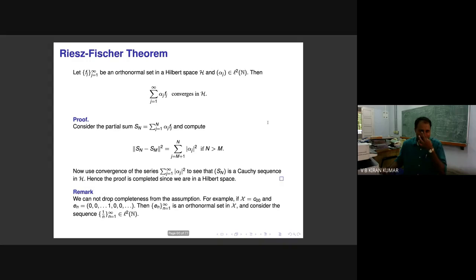Now we cannot drop completeness. You can see examples here, but let me not discuss that. Completeness is very important here. You need to work on a Hilbert space. So this is the well-known Riesz-Fischer theorem.